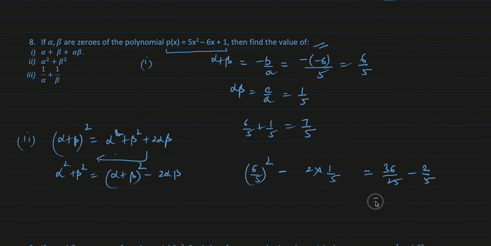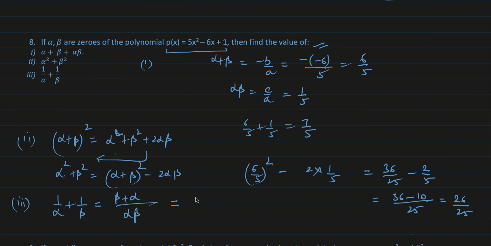Let us just simplify it. 25, 36 minus 10, which is 26/25. I hope it's correct. There is no calculation mistake, students, over here. Just cross check once. Okay. Now let's do the third part. It is saying 1 by alpha plus 1 by beta. So I just have to take LCM, alpha beta down, and this will be beta plus alpha. I know what is beta plus alpha, 6/5, which is divided by 1/5, so that will be 6/5 into 5/1. You cancel, your answer is 6. All parts done. Okay, students.